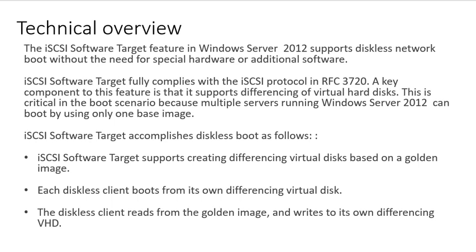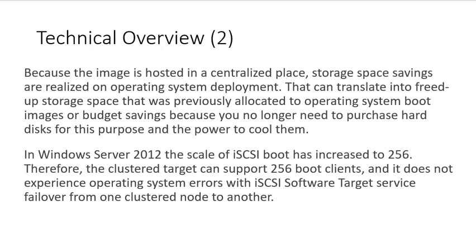iSCSI software target accomplishes diskless boot as follows. iSCSI software target supports creating differencing virtual disks based on a golden image or gold image. Each diskless client boots from its own differencing virtual disk. The diskless client reads from the golden image and writes to its own differencing VHD. Because the image is hosted in a centralized place, storage space savings are realized on operating system deployment.